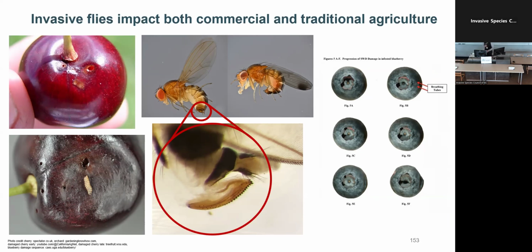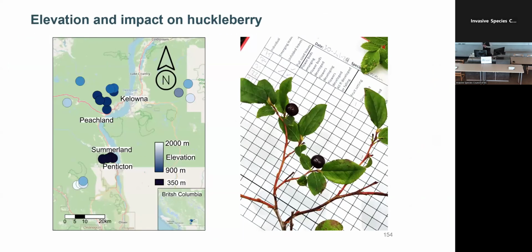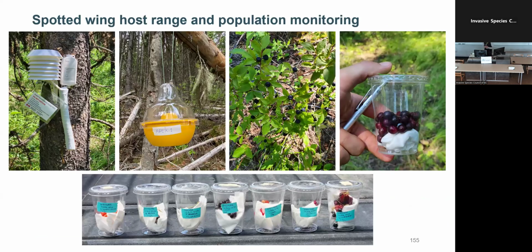In order to investigate the interactions between these species, we have placed a number of sites across an elevational gradient within the Okanagan Valley and are collecting a number of data types. We've installed data loggers to monitor temperature and humidity within each site. We've installed fly traps to monitor spotted wing populations. We're monitoring the huckleberry plants themselves, and we are harvesting and rearing huckleberry as well as other soft-skinned fruits to inspect host use by spotted wing.